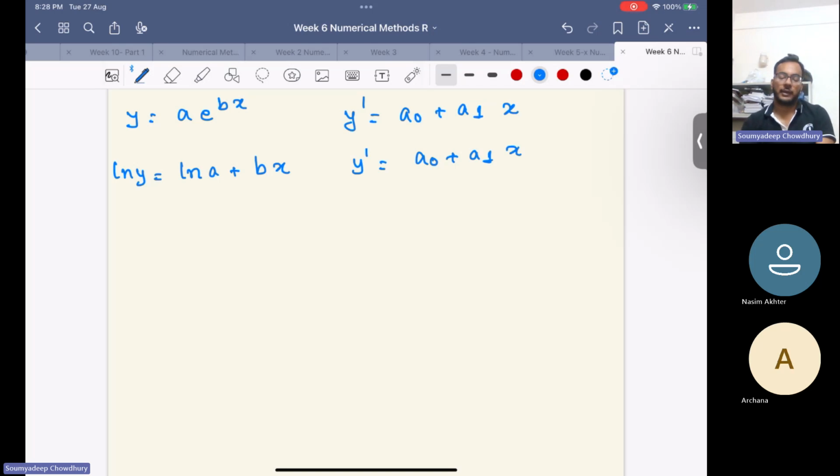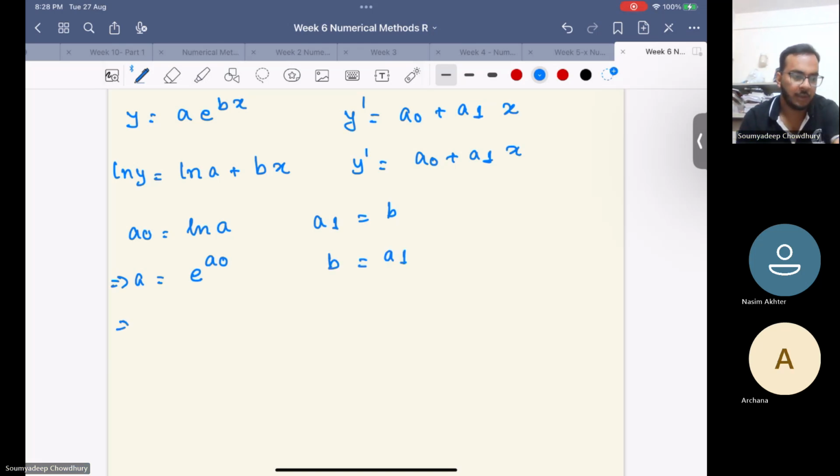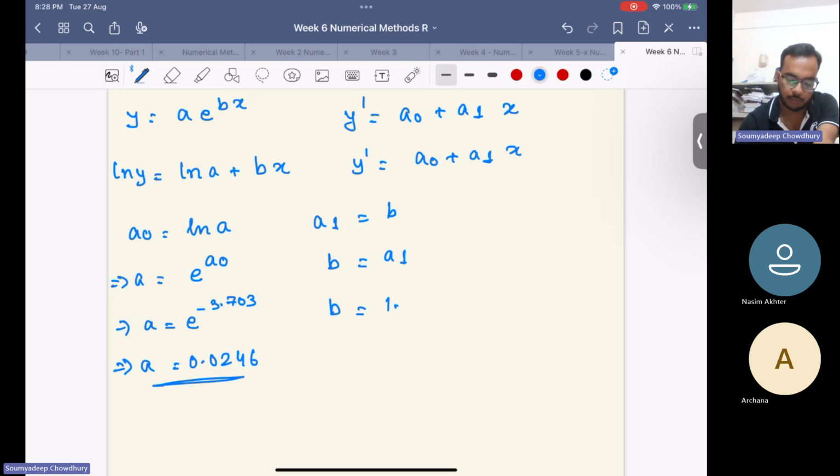So here I have to find out a and b from the left hand side equation, right? If you just compare these two equations, a naught is ln a and a1 is equal to b. So your a is basically e to the power a naught and your b is basically a1. So a will be e to the power minus 3.703, so a will be around 0.0246, and b is given by a1, which is 1.57.